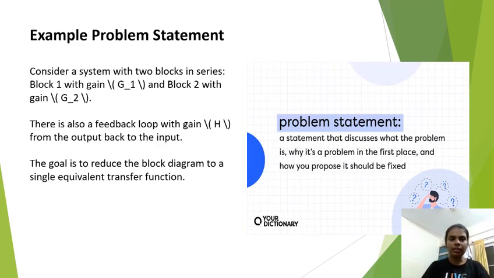Problem statement. An example problem statement: consider a system with two blocks in series, block 1 with gain G1 and block 2 with gain G2. There is also a feedback loop with gain H from the output back to the input. The goal is to reduce the block diagram to a single equivalent transfer function. A problem statement discusses what the problem is, why it's a problem in the first place, and how you propose it should be fixed.